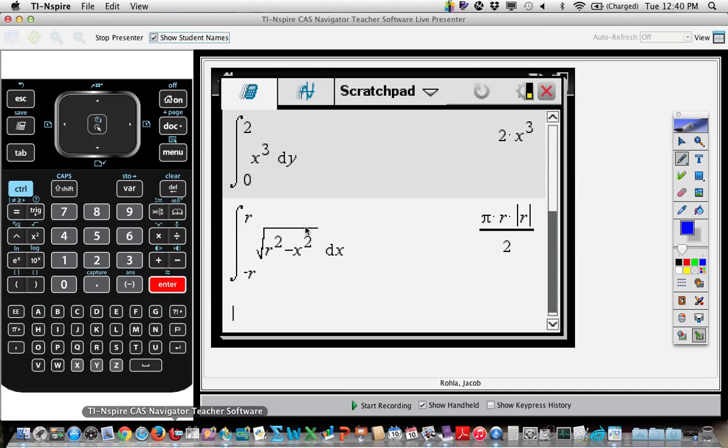Oh, you know why that would be? Here's why that would be. Because if r is negative, then which one of these is backwards? If r is negative, then negative r is actually positive. This would be going from positive to negative, which is backwards. And if you go backwards, the top half of the circle is negative area, right? And that's why it's doing that.